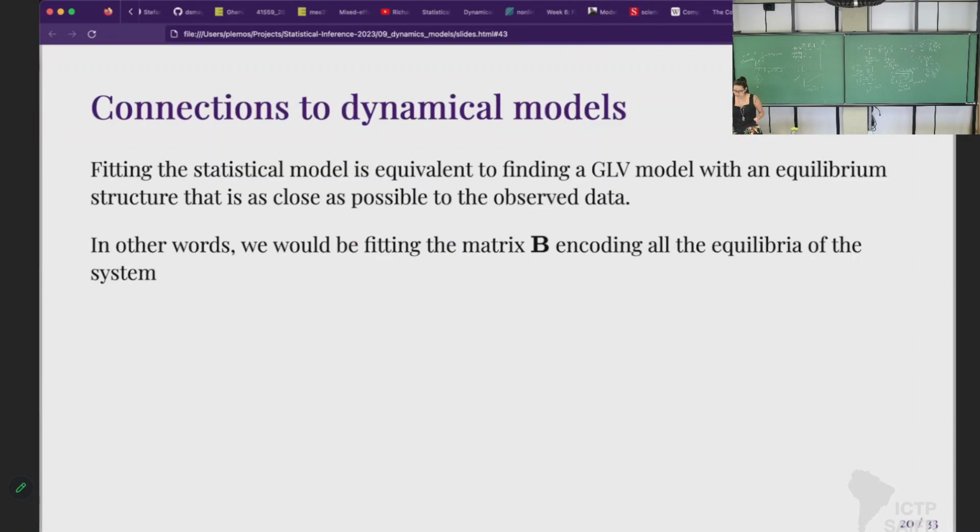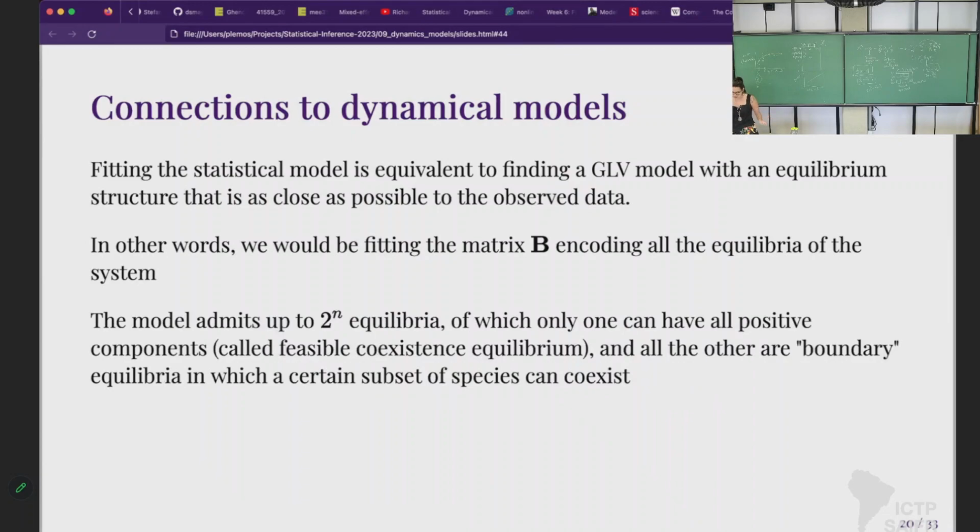In other words, we would be fitting this matrix B that has all the equilibria of the system. But this generalized Lotka-Volterra model, when you find this matrix B, has 2^n possible equilibria. But only one of them is positive in all of its components. For only one of them, all x_i are positive. And this is what we call a feasible coexistence equilibrium, because all of the species are coexisting in that system. All of the other equilibria are boundary equilibria, where one species goes extinct, or all but one go extinct.